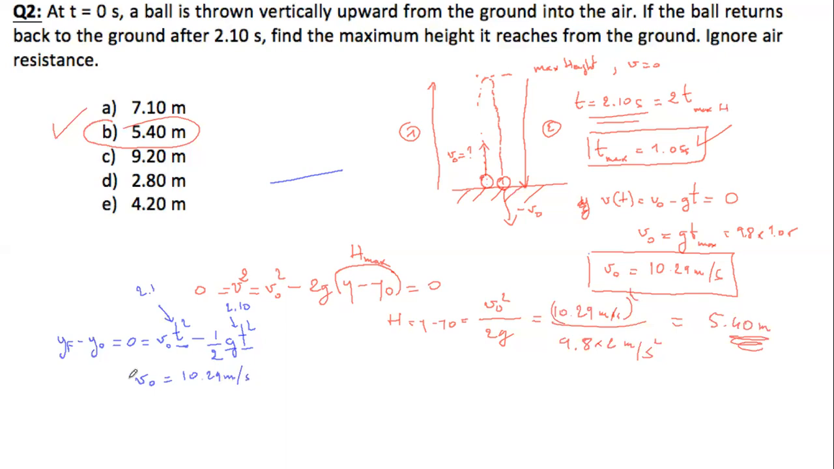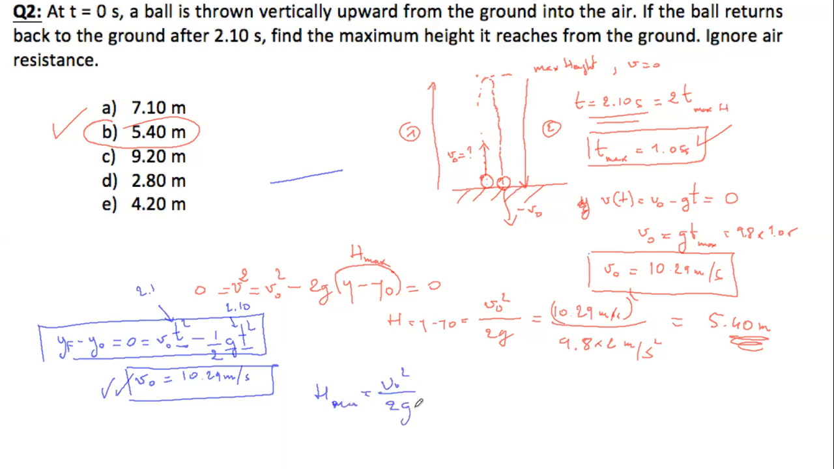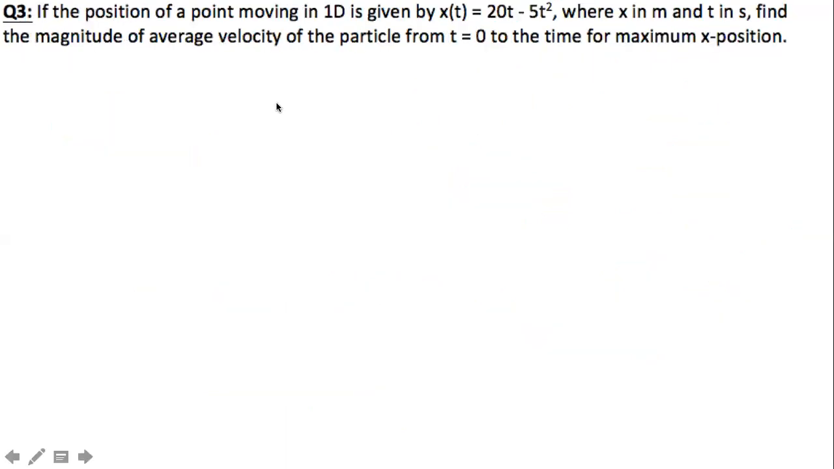You will find the same answer, 10.29 meters per second. This is the case where you don't remember that the time for maximum height is half of the total time. We just use this formula that we know for constant acceleration motion. The only unknown is v naught. Now, knowing v naught, you can get your maximum height, which is v naught squared divided by 2g. And of course, you will get the same answer. Great. Next problem.